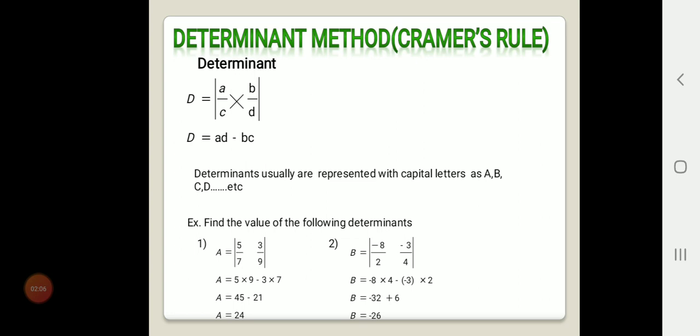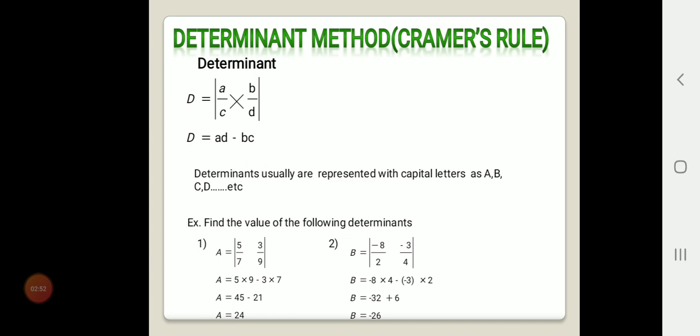Another example. B is equal to minus 8, minus 3 in the first row, and 2, 4 in the second row. B is equal to minus 8 into 4 minus, in bracket, minus 3 into 2. That is minus 32 minus, in bracket, minus 6, which is minus 32 plus 6, equal to minus 26. Minus 26 is the value of determinant B.